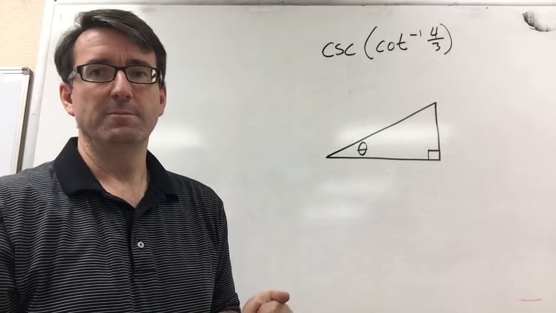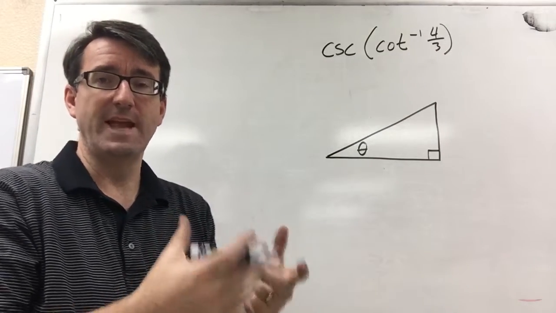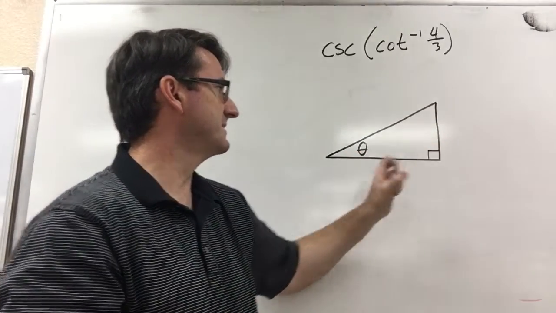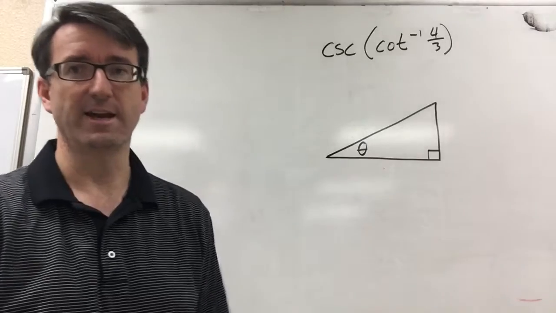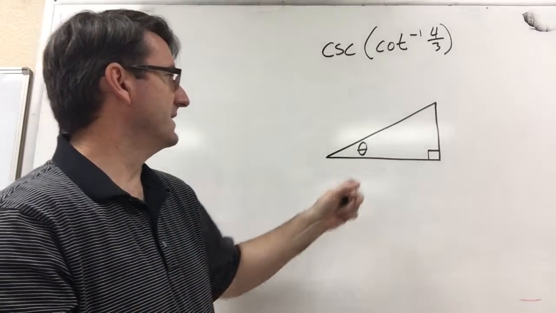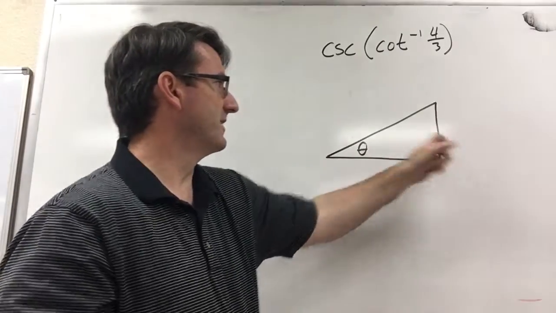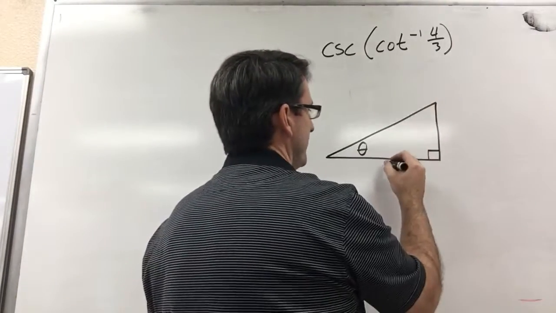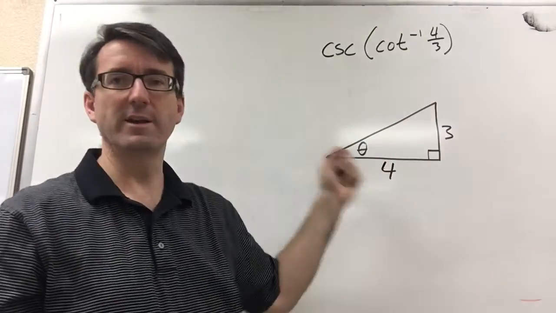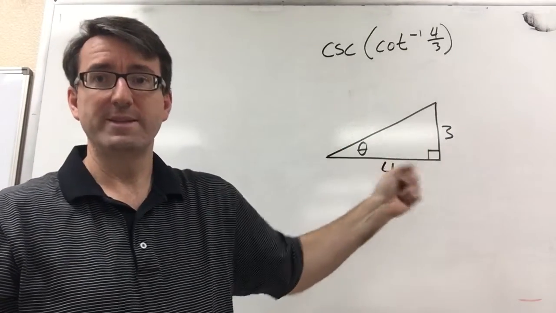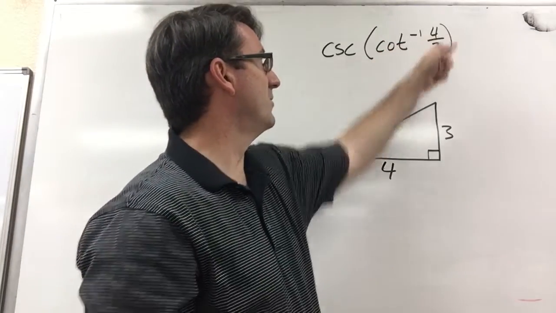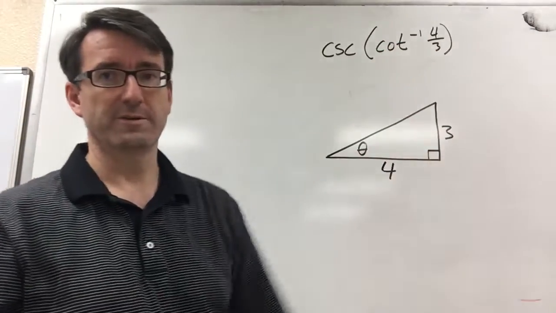4/3? Remember from SOHCAHTOA that the tangent of an angle is equal to the length of its opposite side over the length of its adjacent side. And the cotangent is the reciprocal of tangent, so it's the adjacent side over the opposite side. So let's just make this 4 and this 3. So now we've drawn a little picture of what this angle looks like, such that the inverse cotangent is 4/3.